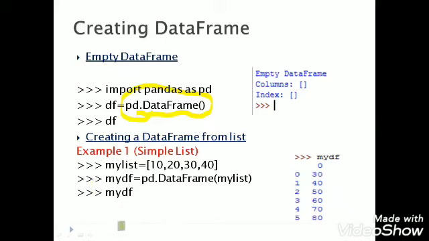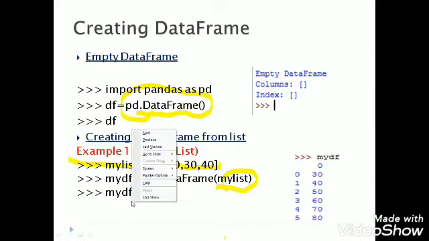You can create a data frame using a list also. So how do you create it? You write pd.DataFrame. First you have created a list. Your list can be a nested list also here. So you simply provide a list as an argument to the DataFrame function. So you can create the data frame using a list also. Now let's see this in our pandas.